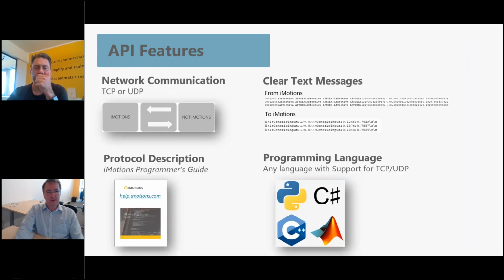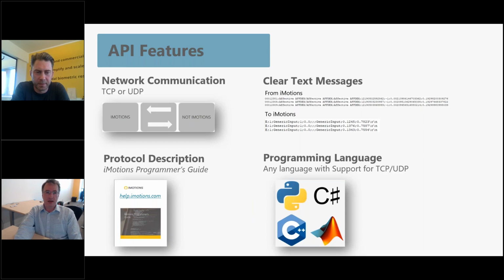And to become a bit more concrete about the API before we go into the use cases, we talked about how iMotions can communicate with something that's not iMotions using a protocol. Well, that protocol is basically just network communication. So it could be a TCP or UDP connection.